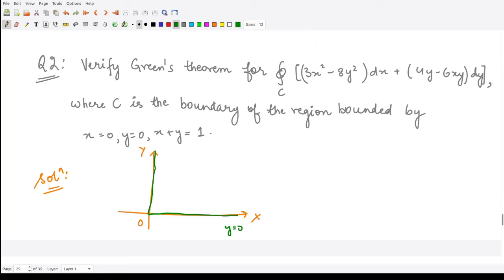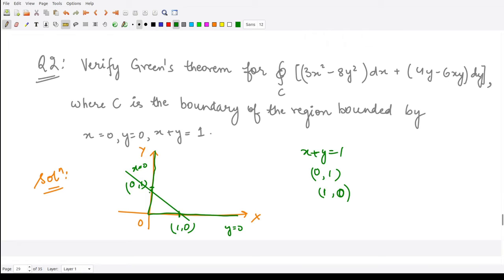So we have this as y is equal to 0, this as x is equal to 0, and the line x plus y is equal to 1. This line, whenever x is 0, the value of y is 1, and whenever y is 0, the value of x is 1. So we have these 2 points here: this point is (0, 1) and this point is (1, 0). So our line passes through these 2 points, and it would be something like this.